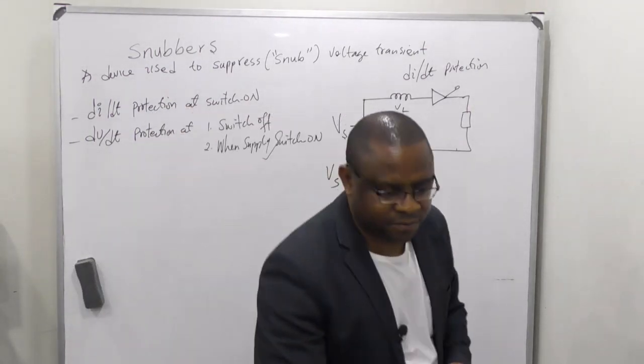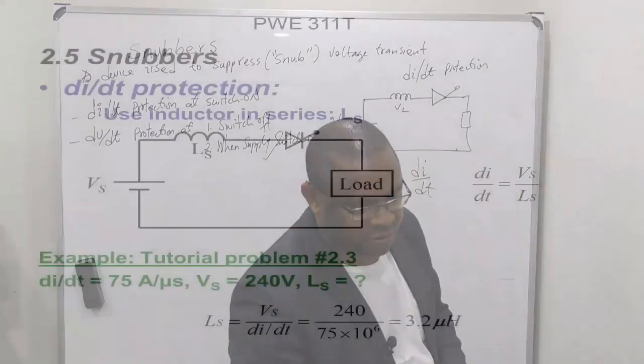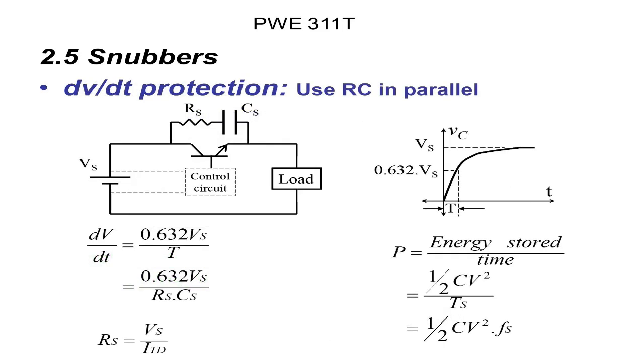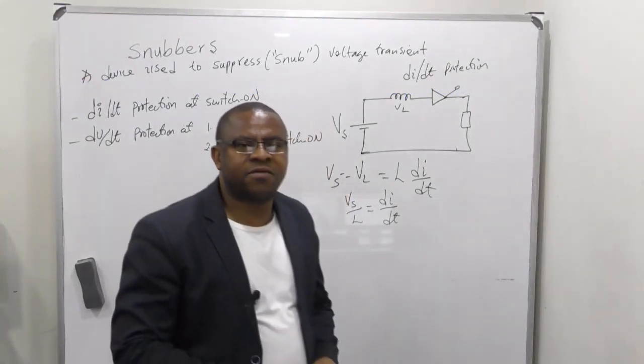Just like this question here, it's an example. You are given the di/dt as 75 amps per microsecond, and Vs is 250 volts. We are asked to calculate Ls. So Ls will be Vs over di/dt, which gives you 3.2 microhenry. Did you get that?